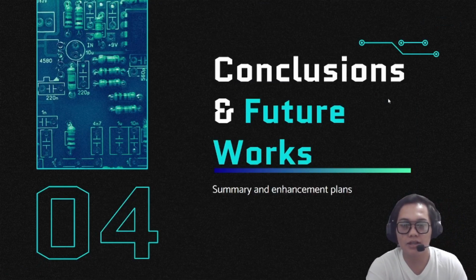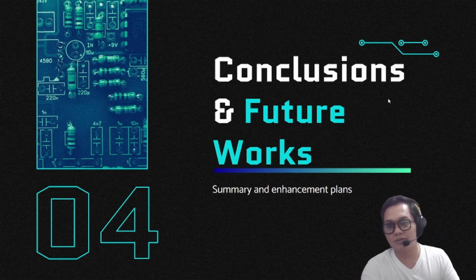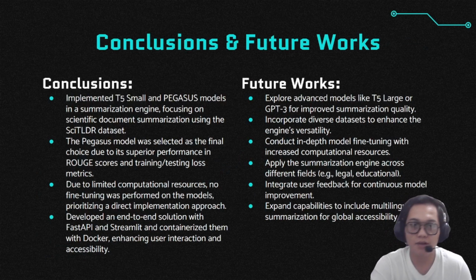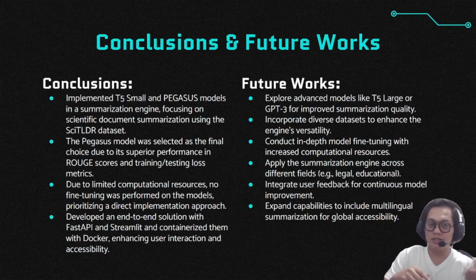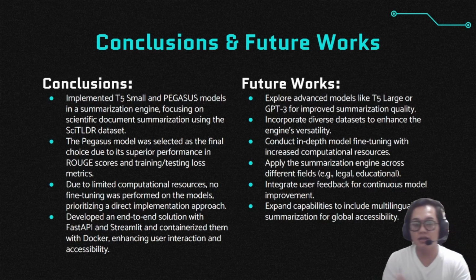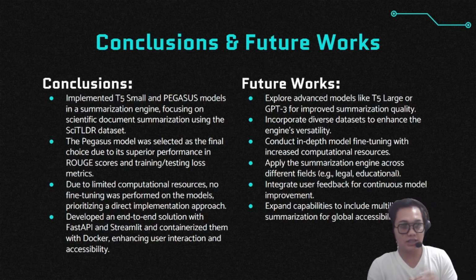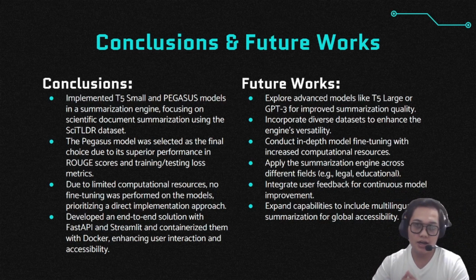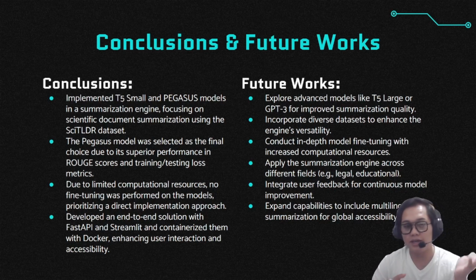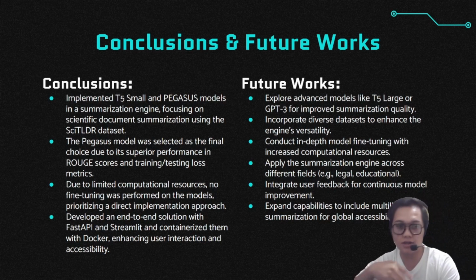Okay, let's continue. This is the last part of our presentation, the conclusions and future works. The conclusion is we implemented the T5 Small and Pegasus models in a summarization engine, focusing on scientific documentation summarization using the SciTLDR dataset. The Pegasus model was selected as the final choice due to its superior performance in ROUGE scores and training or testing loss metrics. Due to the limited computational resources, no fine-tuning was performed on the models, prioritizing a direct implementation approach. We developed an end-to-end solution with FastAPI and Streamlit and containerized it with Docker, enhancing user interaction and accessibility.